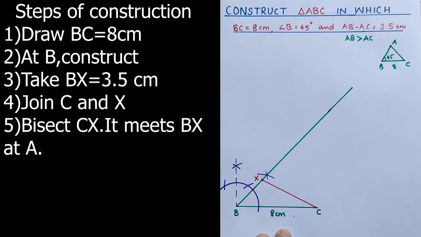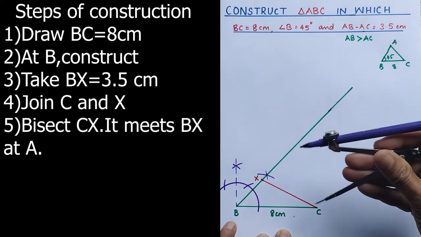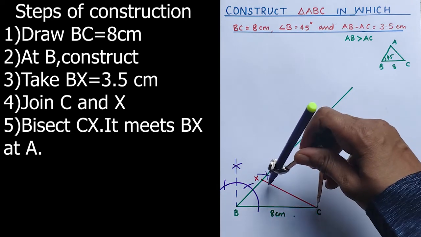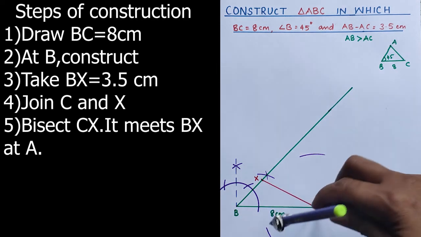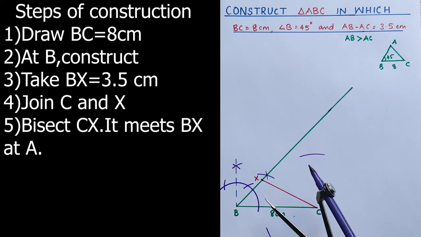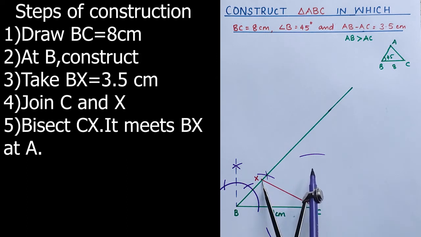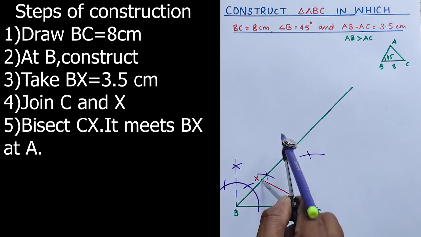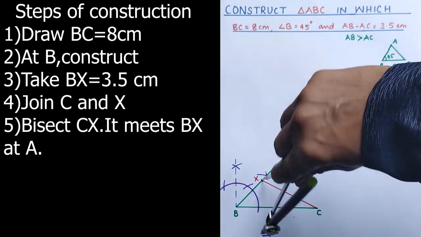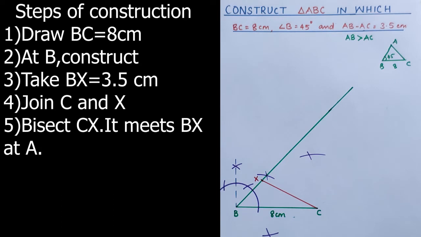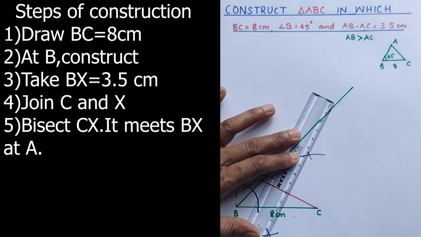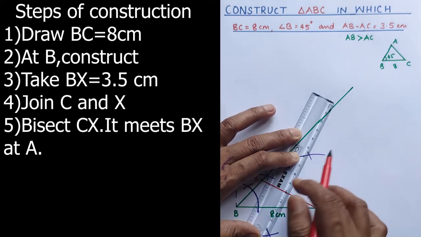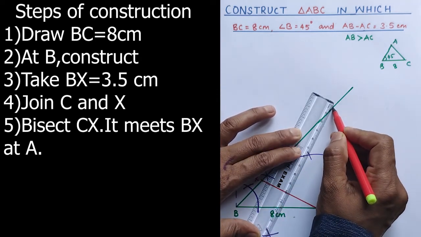So for bisecting CX, place the metal tip on C and take more than half of CX. Draw one arc on the left side and another arc on the right side. Then place the metal tip on X without changing the compass. Draw another arc. Then join these two, we will get the perpendicular bisector of CX, and that perpendicular bisector meets BX at A.